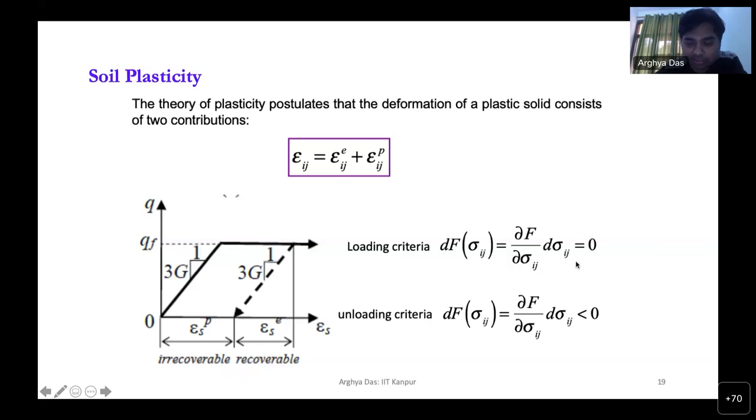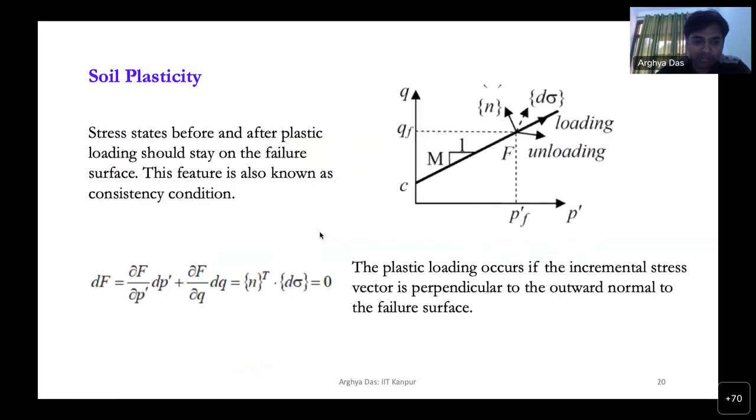If F is zero, then it is a loading criterion, and if the derivative dF is less than zero, then it is an unloading criterion. That means we are going inside the yield surface, and if it is equal to zero, we are just on the failure surface. Please note that we cannot leave the failure surface during the loading process. We always stick to that failure surface when the loading is going on. So these are the two conditions we have to remember during modeling.